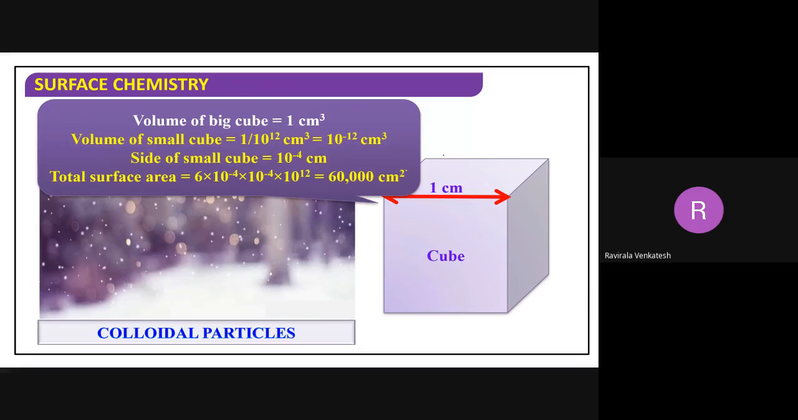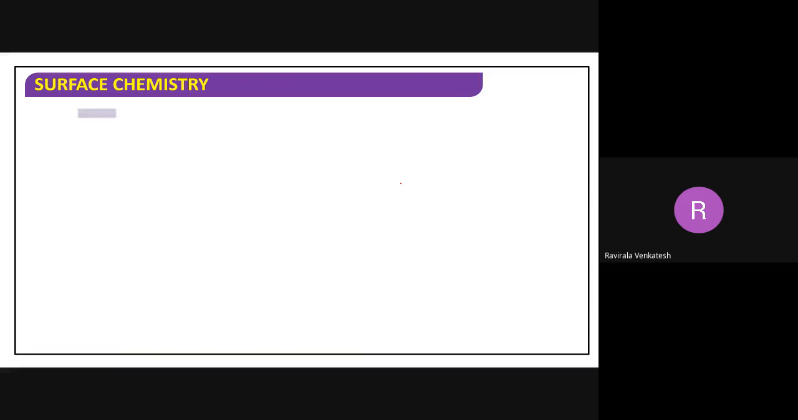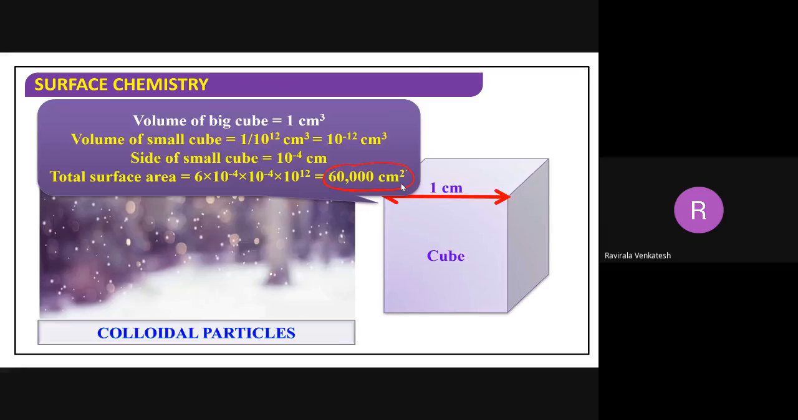The volume of the big cube is 1 centimeter cube. The volume of the small cube is 1 by 10 to the power of 12 centimeter cube, that is equal to 10 to the power of minus 12 centimeter cube. The side of the small cube will be 10 to the power of minus 4 centimeter, and the total surface area will be 60,000 centimeters square. So the surface area you are getting is very large. This is not important for us in examination.